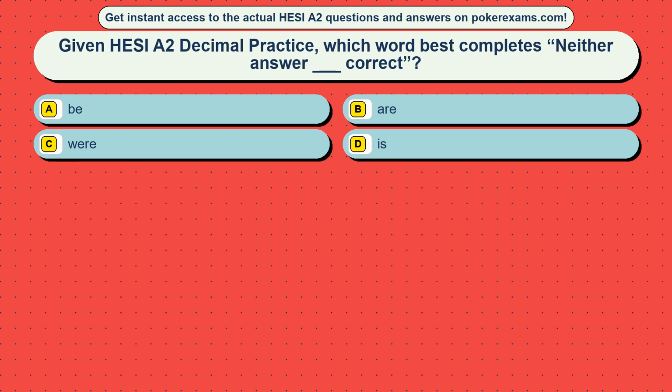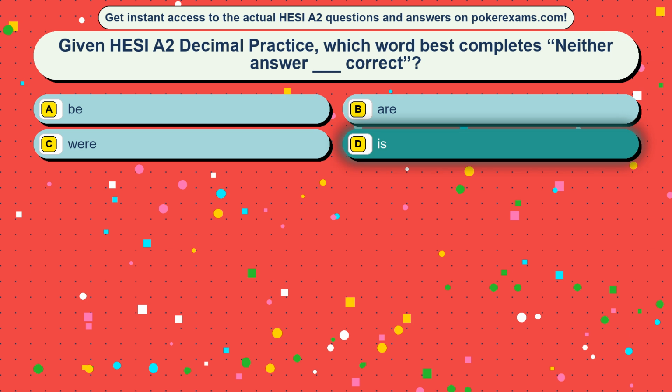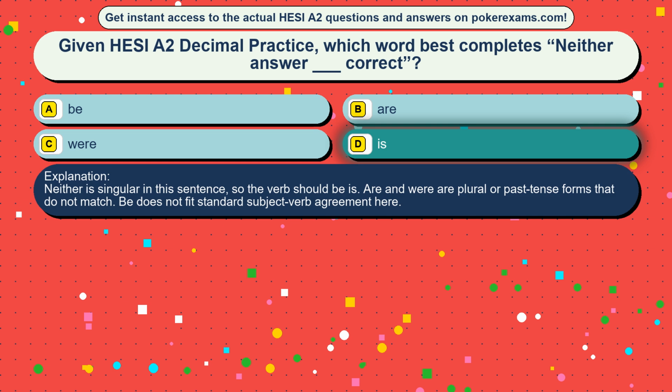Question 28. Given HESI A2 decimal practice, which word best completes neither answer blank correct? Option A, be. Option B, are. Option C, were. Option D, is. The correct answer is option D, is. Neither is singular in this sentence, so the verb should be is. Are and were are plural or past tense forms that do not match. B does not fit standard subject-verb agreement here.